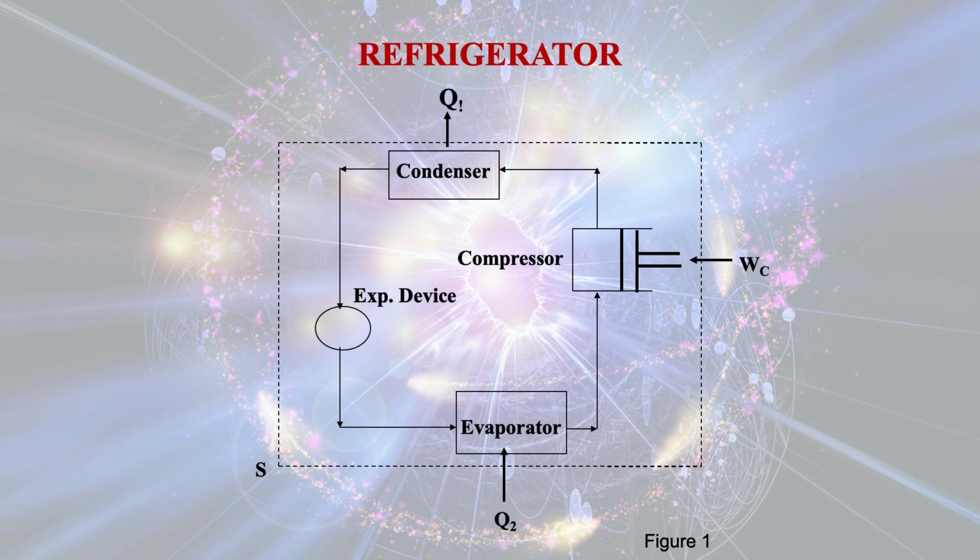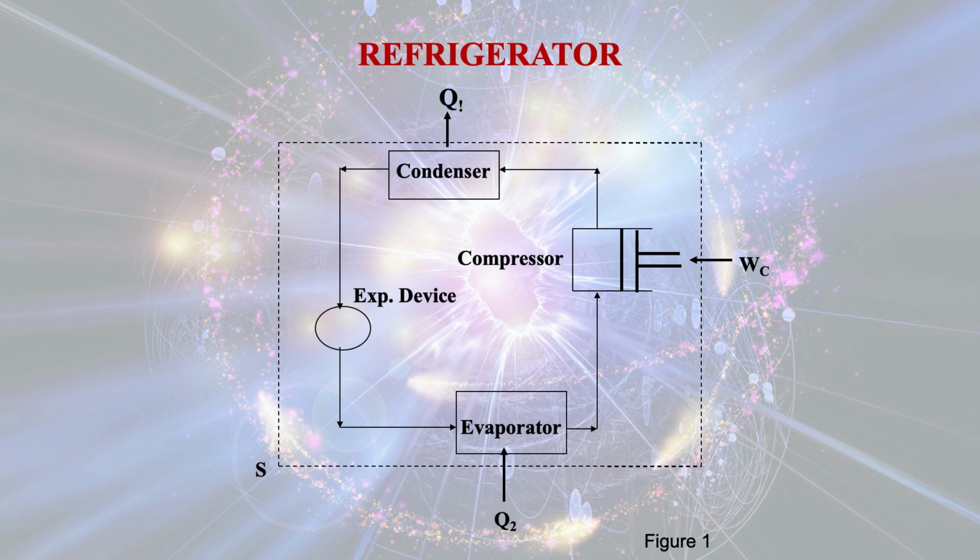Now, after extracting heat in the evaporator, the refrigerant will enter the compressor, where work is done on the system to increase the pressure and temperature so that it can give out heat while passing through the condenser. And Q1 is the heat given out by the refrigerant in the condenser, and after that, when the refrigerant is in liquid form, it will enter the expansion device.